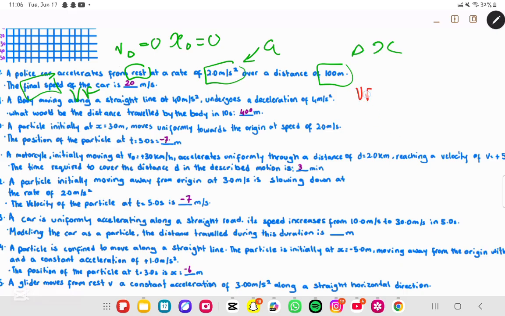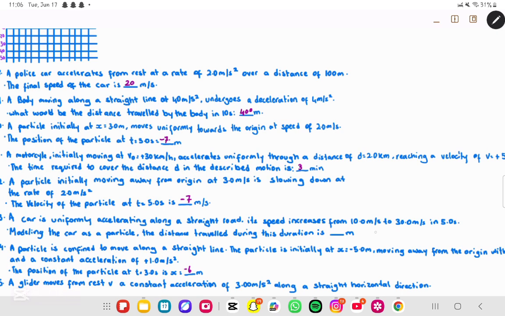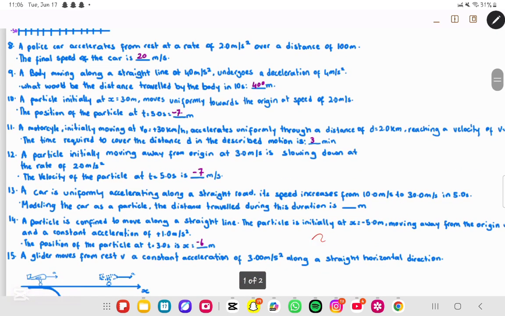They want to find V final. You will apply the equation V final squared minus V initial squared is equal to 2 times acceleration times displacement. So displacement is 100 times acceleration, which is 2, times 2, is equal to V final squared minus V initial squared, which is 0 squared. So basically, V final squared is equal to 400. So you take the root of both sides, and you will get that V final is equal to 20 meters per second. Okay, so we move on to question number 9.